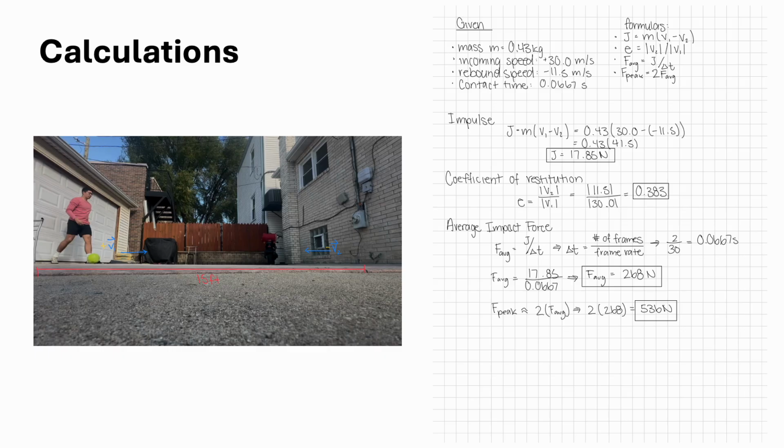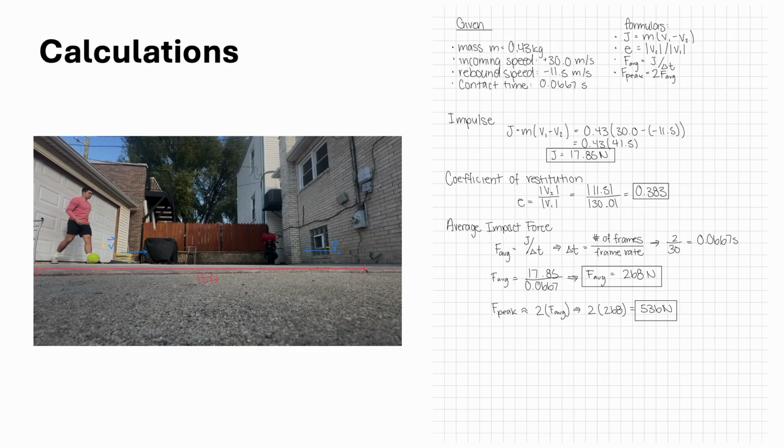And then to solve for the coefficient of restitution, where we have the equation e is equal to the absolute value of V2 over V1, when we plug in our velocities, we get 0.383, which is 38.3%, meaning only 38.3% of the velocity is coming back off the wall when its initial velocity towards the wall is 30 meters per second.